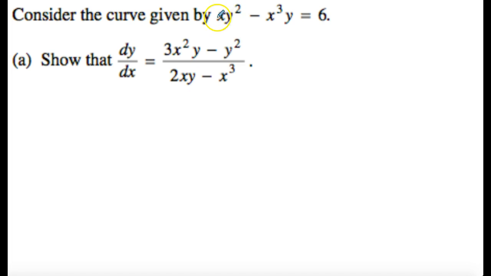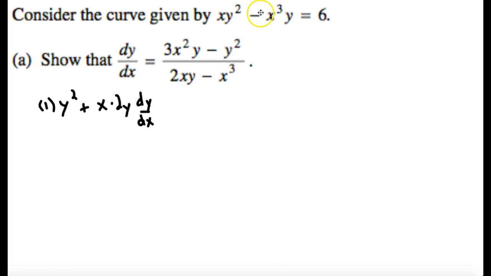I'm going to have to use product rule on both of these pieces here, x times y squared and x cubed times y. So product rule on this first piece: derivative of the first is 1 times the second, plus the first times the derivative of the second, so that would be 2y dy dx. Then product rule here.